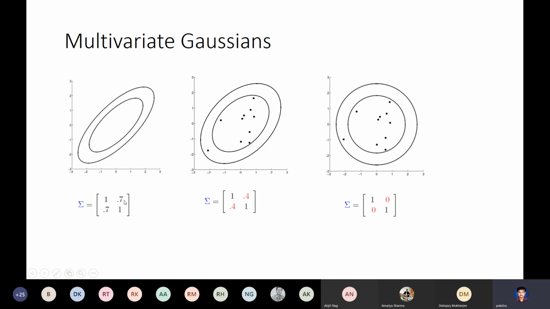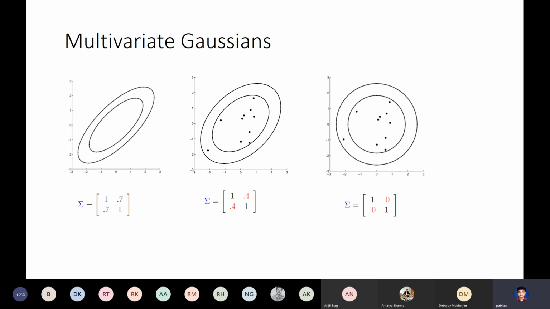So the off diagonal elements are kind of the correlation between how much y1 affects y2. I'm not writing x1 because x is something else. y1 affects y2 and y2 affects y1. So these off diagonal terms are kind of the correlation.